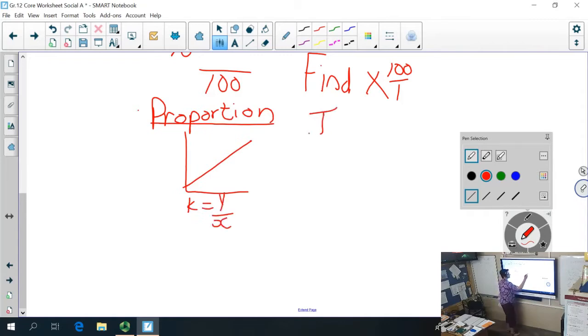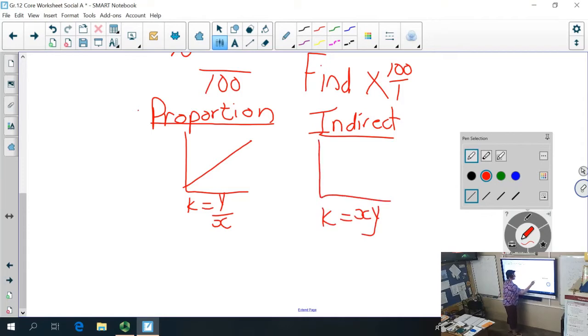Indirect proportion is when I asked you, for instance, to paint the school. So we can say if 10 people are painting the school, it will take 6 days. But if there's only one person who has to do the job, then we need to say my constant is x times y. I multiply to find that one person. And this is a hyperbola that you will get out from there.